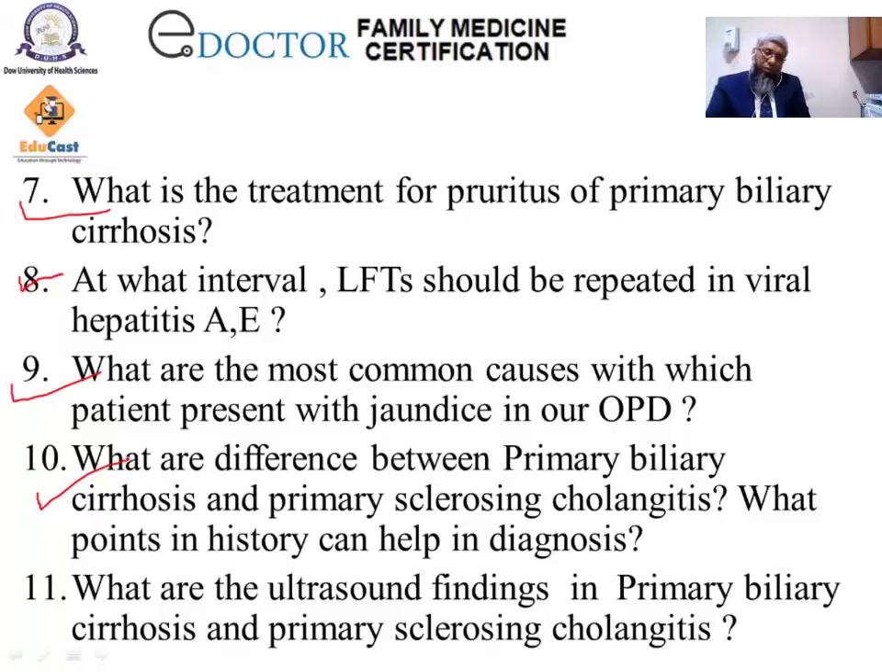So the next question is, what are the ultrasound findings in primary biliary cirrhosis and primary sclerosing cholangitis? Majority of the time you cannot differentiate based on ultrasound. If they have already set in cirrhosis, you will get just cirrhosis. Sometimes in PSC you can get extrahepatic bile duct involvement, so you may get a stricture with dilatation of the intrahepatic bile duct, but that is not specific.